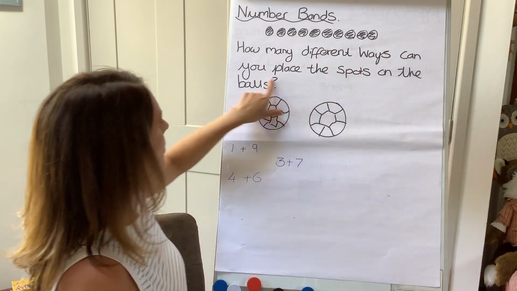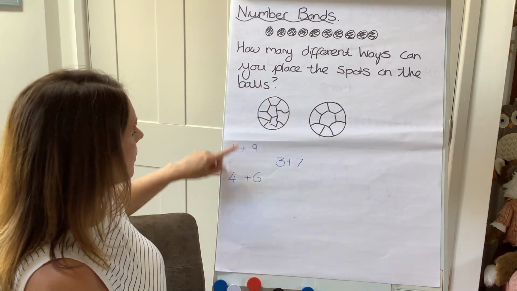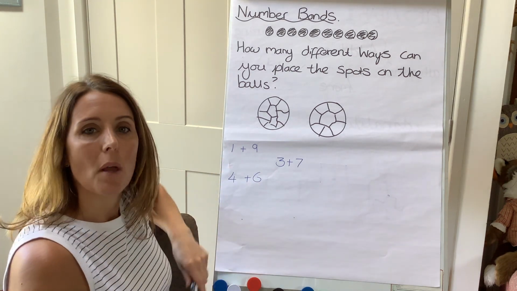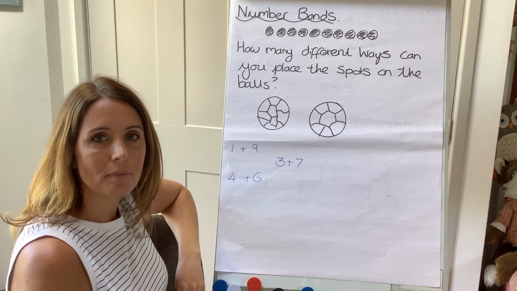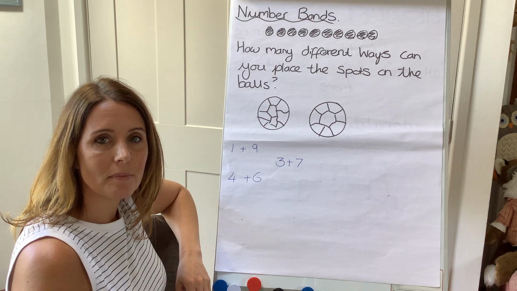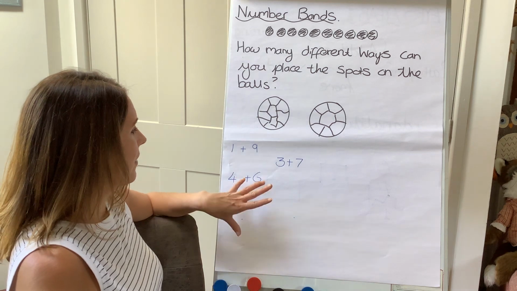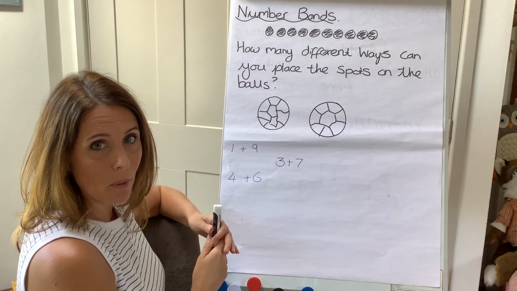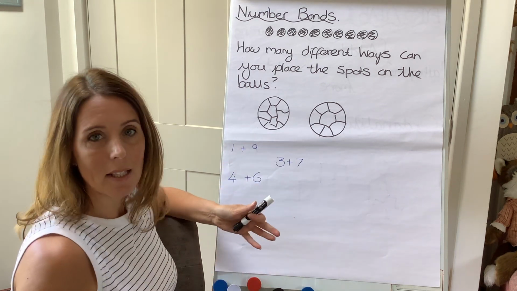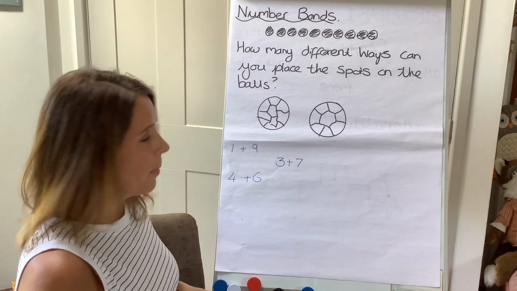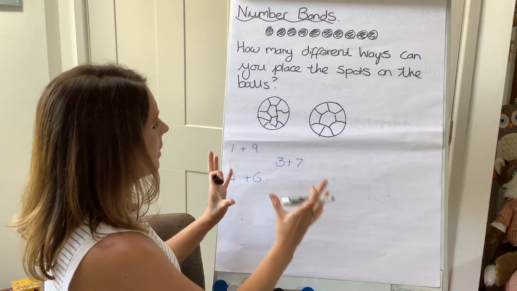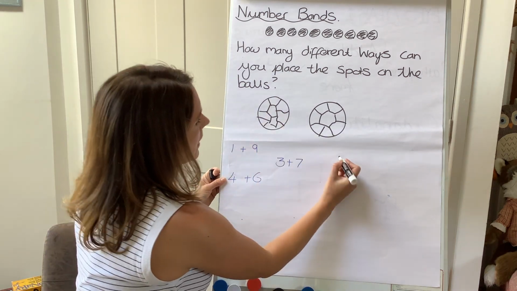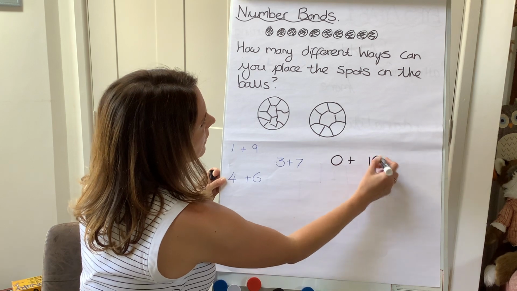How many different ways can you place the spots on the balls? So, somebody here has started working it out. Okay, what's the problem with this way of working it out? Hopefully, you've thought about the fact that yes, you can work it out by randomly placing the spots on the 2 different balls, but if you work systematically, you make sure you cover all possibilities. So what you need to do is think about working in a systematic way. So what I would do is I'd put 0 on that ball and 10 on the other one.